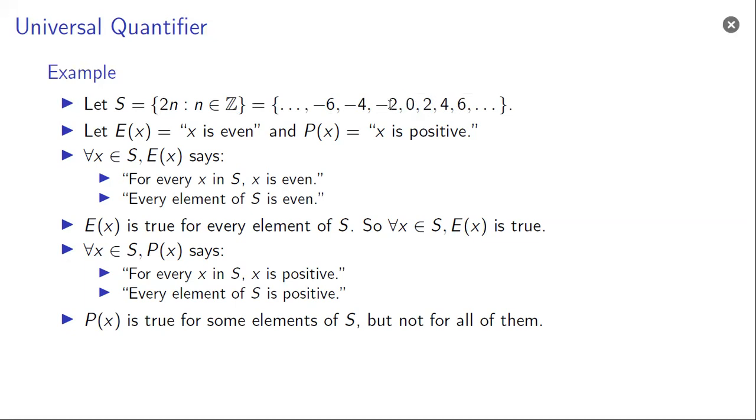0 is not positive. It's certainly not true for -2 and so on, going in the negative direction. So P of X is true for some elements of S, right? It's true for 2 and so on, but it's not true for some others. So it's not correct to say that P of X is true for all elements of S. It's true for some, but not for all. So the statement that for all X in S, P of X is a false statement.